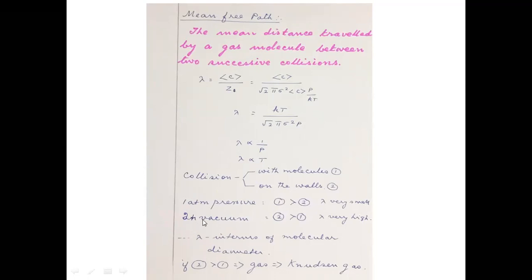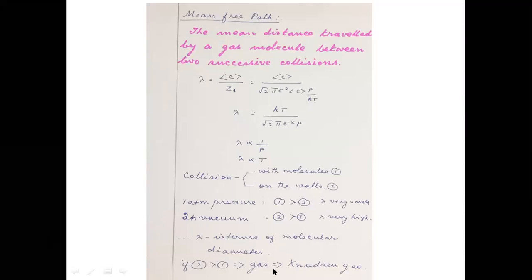Suppose you evacuate the container and make it a vacuum. In such conditions, suppose only one molecule is found in the container, it will hit only on the walls of the container, because no more gaseous molecules are there to hit with this one molecule. In such cases, the number of collisions on the walls will be greater than the number of collisions among the molecules. In such cases, lambda is very large. So lambda is always taken in terms of molecular diameter: how many molecular diameters the gas moves freely without getting hit.